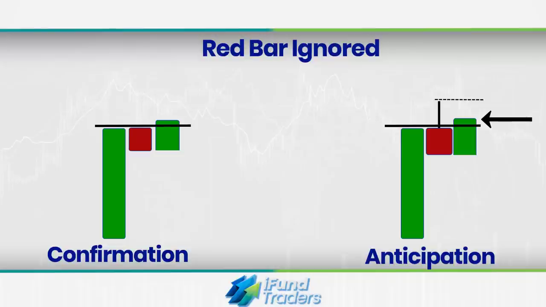Now, let me give you a little caveat here. If the tail is eensy, weensy, like you have to squint your eye to see it, include it. That's not really what I'm talking about. I'm talking about when there's a fairly decent difference between getting in above the high of the tail and getting in above the high of the body.